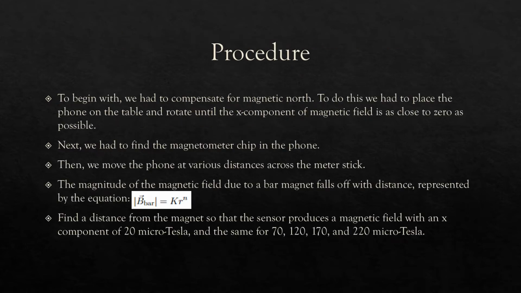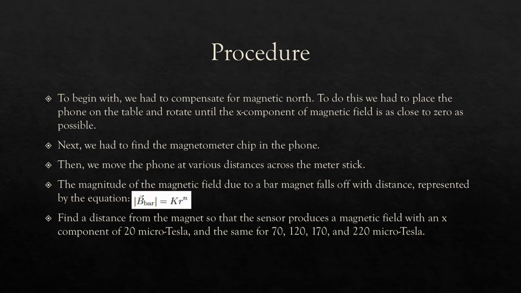Procedure. To begin with, we had to compensate for magnetic north. To do this, we had to place the phone onto the table and rotate until the exponent of the magnetic field is as close to 0 as possible. Next, we had to find the magnetometer chip in the phone. Then, we moved the phone at various distances across the meter stick. The magnitude of the magnetic field due to a bar magnet falls off with the distance represented by the following equation.